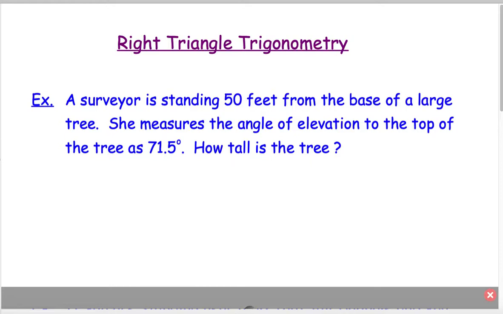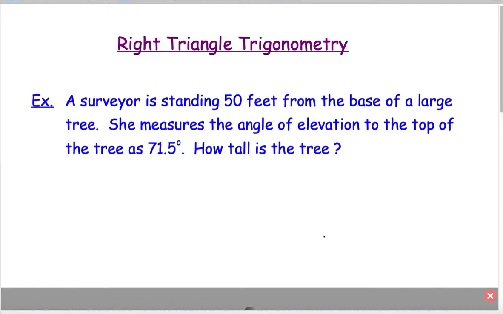So step 1, if a picture is not there for you, let's draw a picture. Standing there, let's pretend that's the tree. I am no artist. And that makes a right angle, assuming the tree is growing straight up. And the surveyor is standing here, and so when we say angle of elevation, that means the angle from the horizontal up to the line of sight, or from the line of sight down to the horizontal. So that angle is 71.5 degrees.